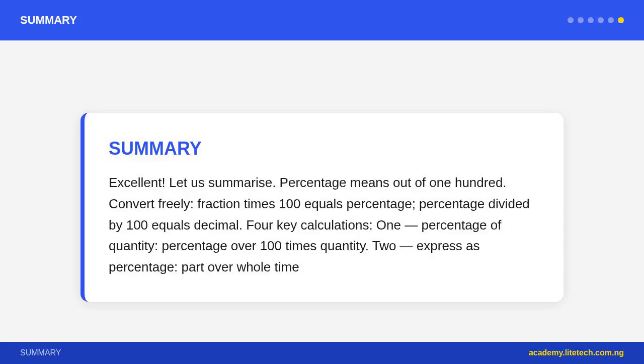Excellent. Let us summarize. Percentage means out of 100. Convert freely: fraction times 100 equals percentage, percentage divided by 100 equals decimal. Four key calculations: 1. Percentage of quantity: percentage over 100 times quantity. 2. Express as percentage: part over whole times 100. 3. Percentage profit or loss: change divided by cost price times 100. 4. VAT and discount: calculate the VAT or discount amount first, then add or subtract from the original. Critical: always apply the percentage to the correct base value.